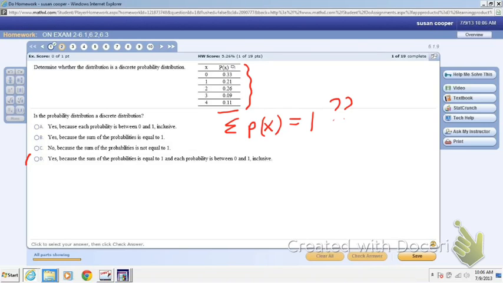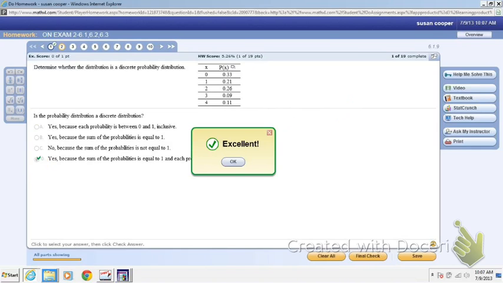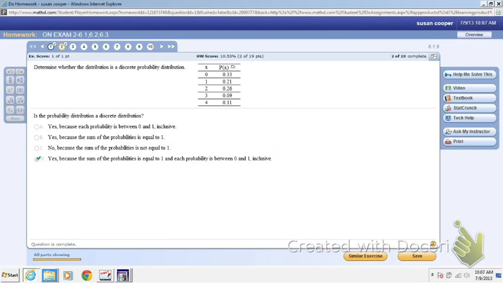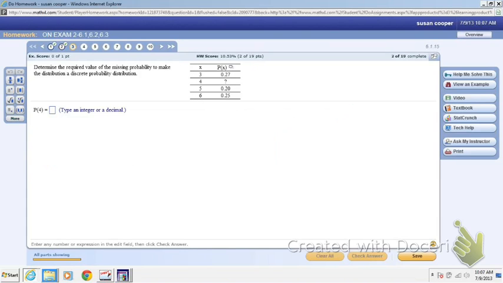So survey says we're probably thinking D. Yes, because the sum of the probabilities is 1, and each probability is somewhere between 0 and 1. Let's click that. And I'll go ahead and see what the computer says. That's the nice part of MyMathLab. It tells you if you're right. Okay. Many of you are very used to that already. Let's try the next exercise.